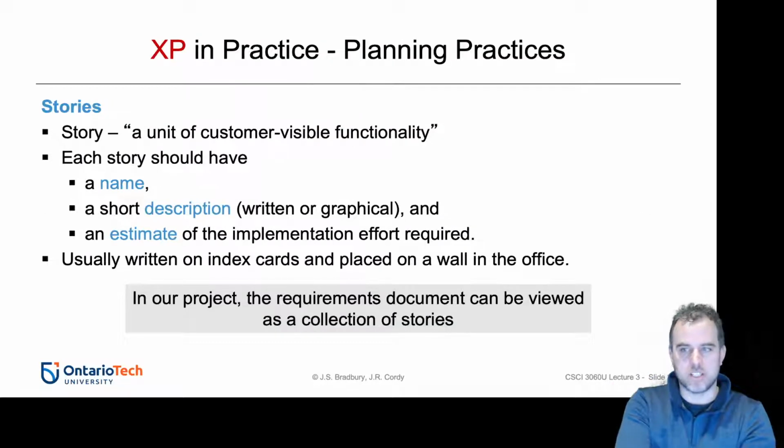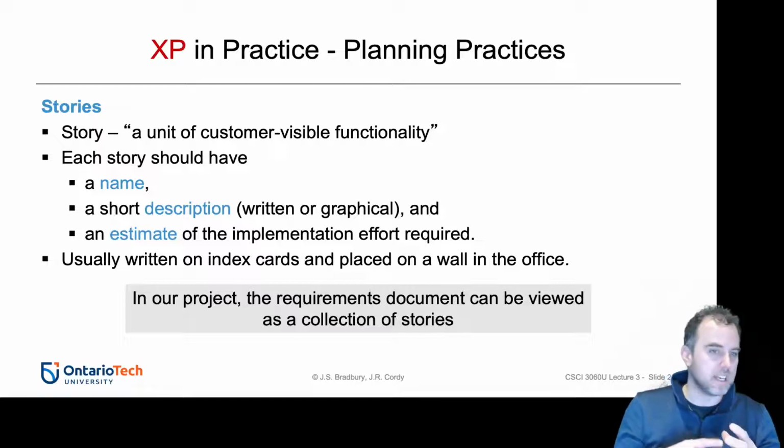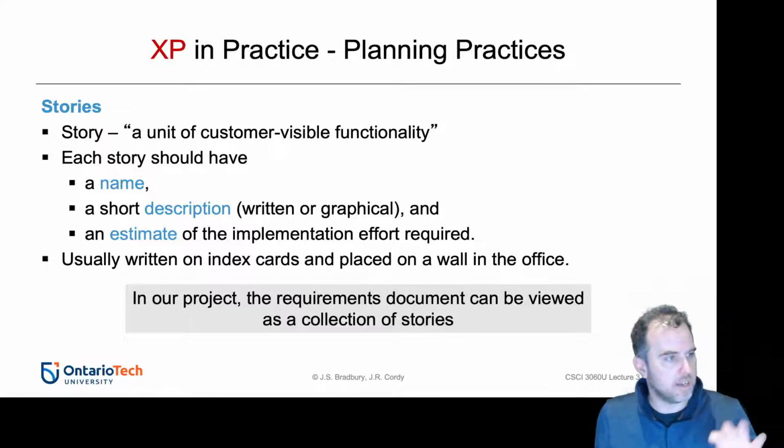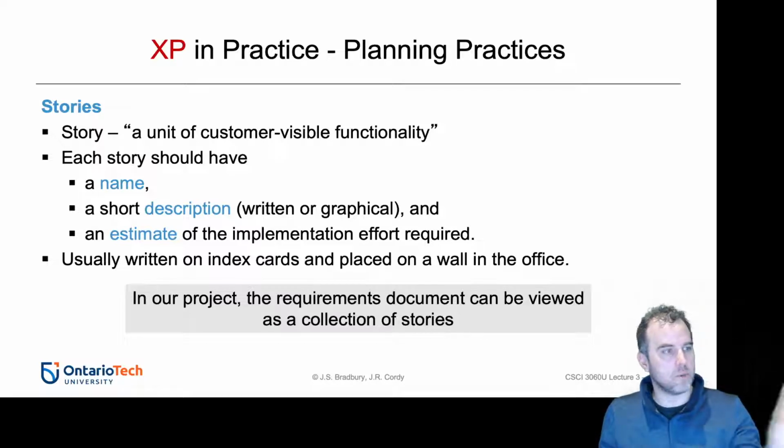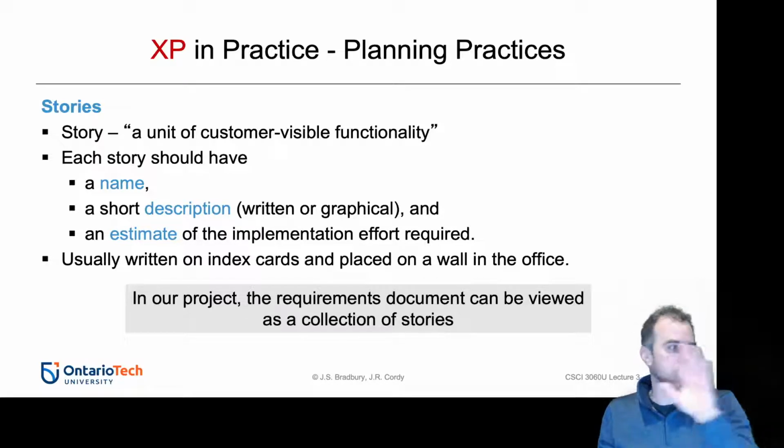There's a couple things they do in here. One of them is they do something called stories, where rather than have like a feature or whatever, they have a unit of customer functionality, and a story has a name, a description, and an estimate. And these are often written on index cards, like we saw at Spotify, where they might have these stories on the wall, and they move from being to-dos to in progress to being done.